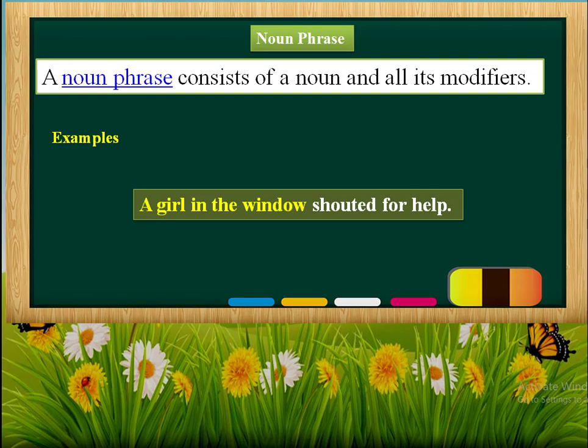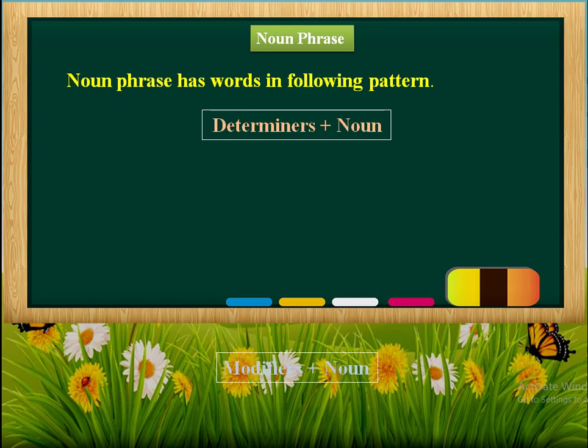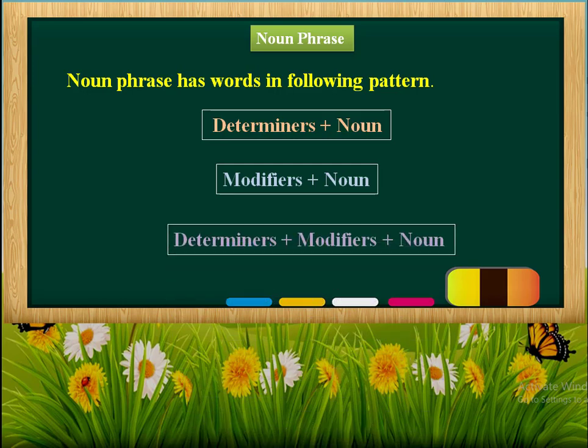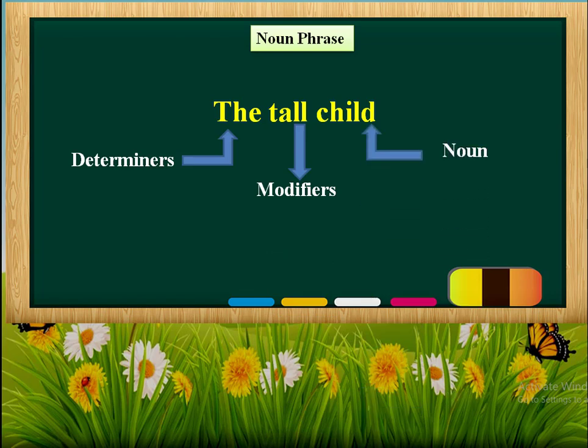Now let's see. A noun phrase has words in the following pattern: determiners plus noun, modifiers plus noun, determiners plus modifiers plus noun. The tall child. The is the determiner, tall is the modifier, child is the noun.